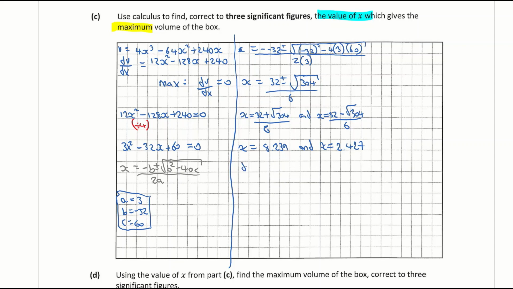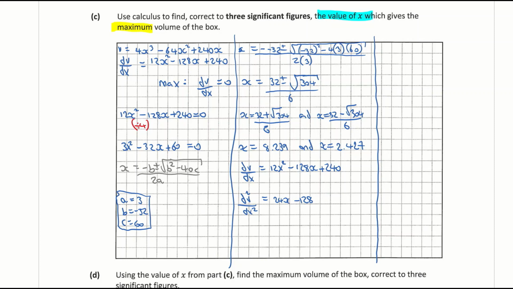So I know that dV/dx is equal to 12x squared minus 128x plus 240. That's what I have at the start of the question. And I'm going to differentiate that again. So my second derivative is going to be 24x minus 128. So that's my second derivative. And now what I do is I'm going to sub in my values for x. And if we get a value greater than 0, it's our minimum, and less than 0, it's going to be our maximum.